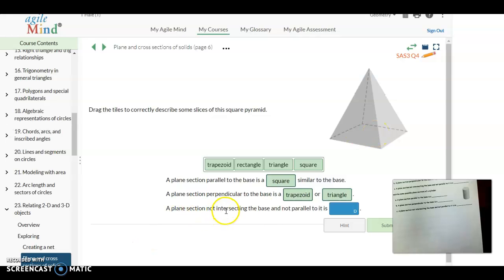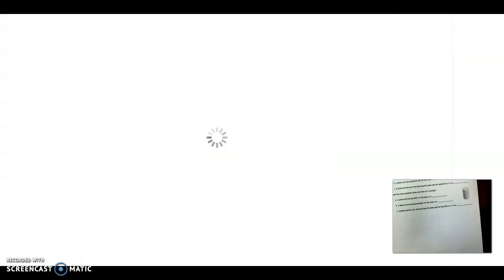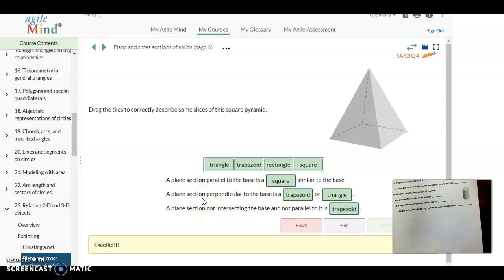A plane section that's not intersecting the base and not parallel to it, so you're going at an angle here, you're still intersecting all 4 of the faces, but you're going at an angle, so you're not getting a square, you get a trapezoid instead. So there are the correct answers for number 4 in your notes.